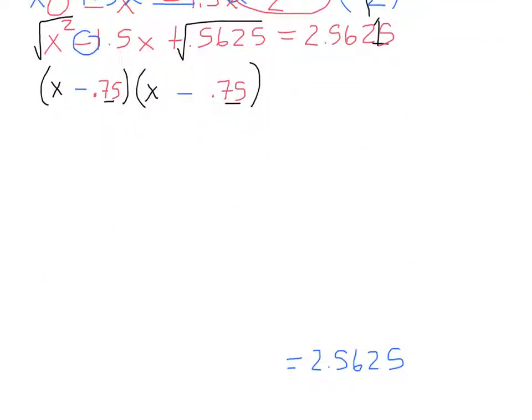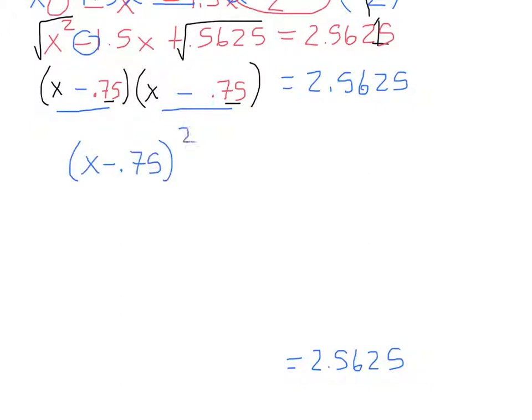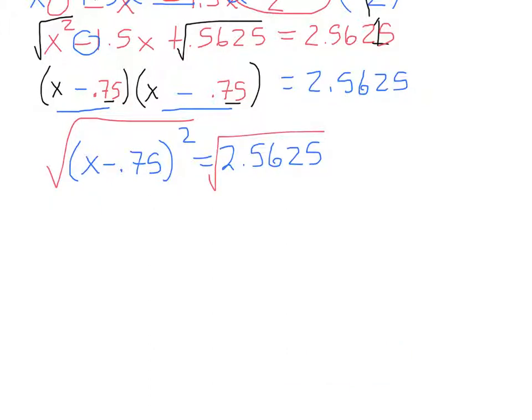All right, so here we go. So I got equals 2.5625. So now let's rewrite it. So x minus 0.75 times x minus 0.75 is x minus 0.75 all squared, and that equals 2.5625. And we're almost done. Okay, now how do we get rid of this squared right here? We square root both sides. So pause it right here and see if you can complete the problem.